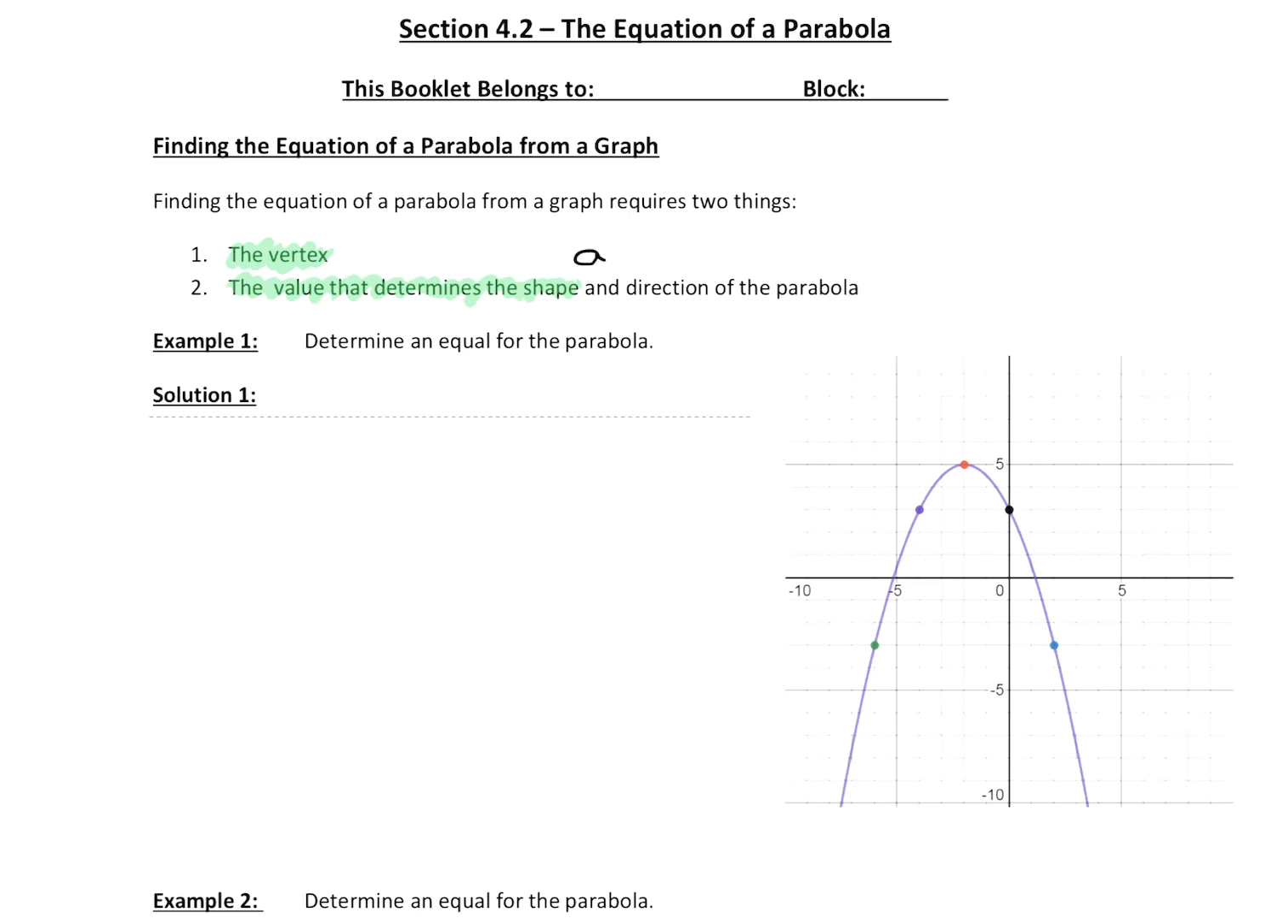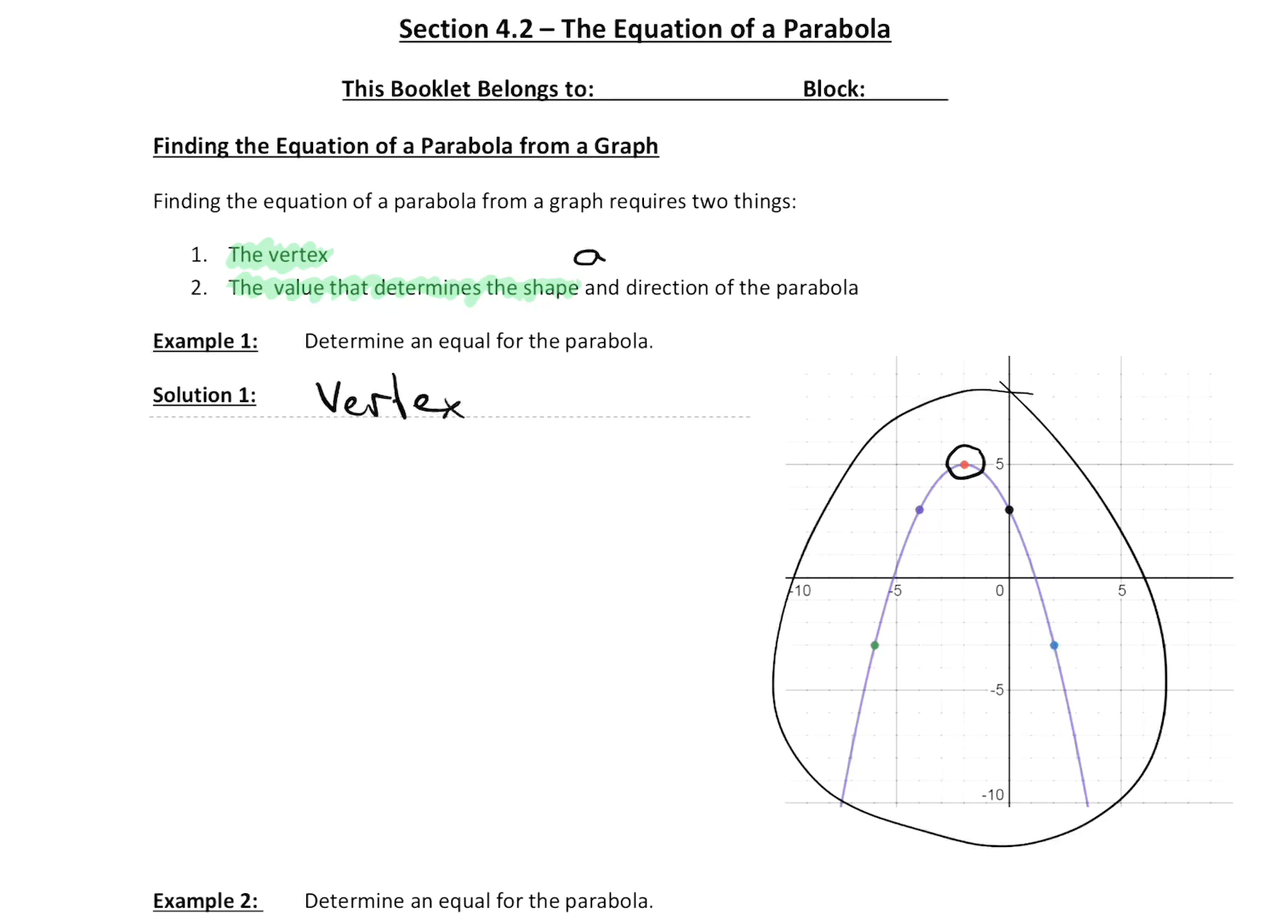We have a drawing here of a graph, and the first thing we want to identify is, well, what's the vertex? And it's staring us in the face. It's right here. And what are the coordinates of that? So we can say, okay, well, we know that the vertex is at -2, 5.